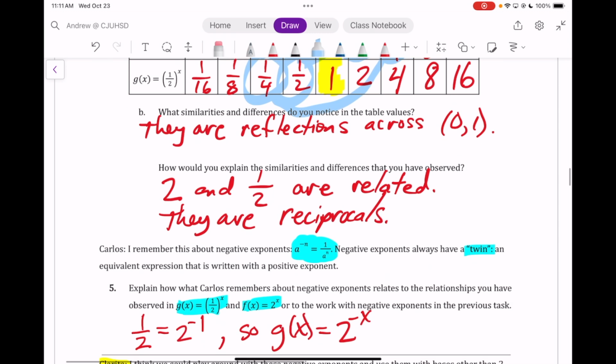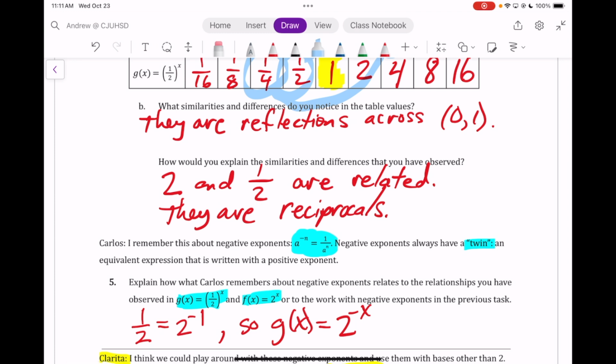So then Carlos says, I remember this about negative exponents, that a to the negative n is 1 over a to the n. Negative exponents always have a twin, an equivalent expression that is written with a positive exponent. So in explaining what Carlos remembers about negative exponents and how it relates to the relationships we've observed, it's that 1/2, if you put a negative exponent on it, is 2 to the -1. So really he's looking at 2 to the negative x along with 2 to the positive x.